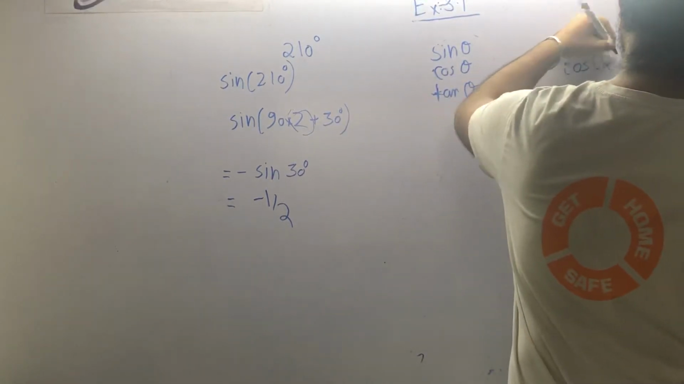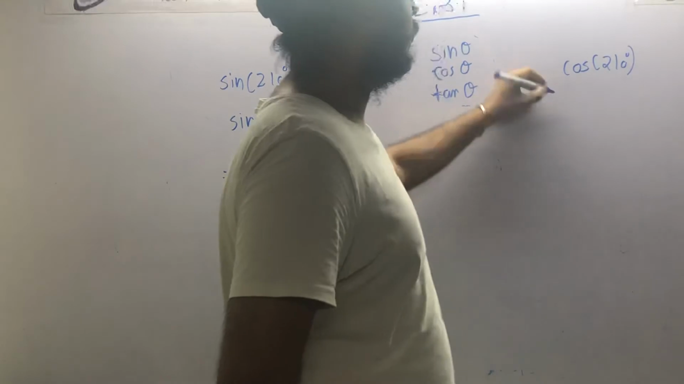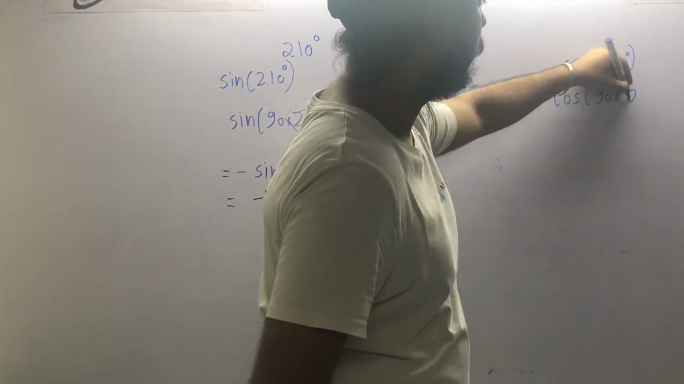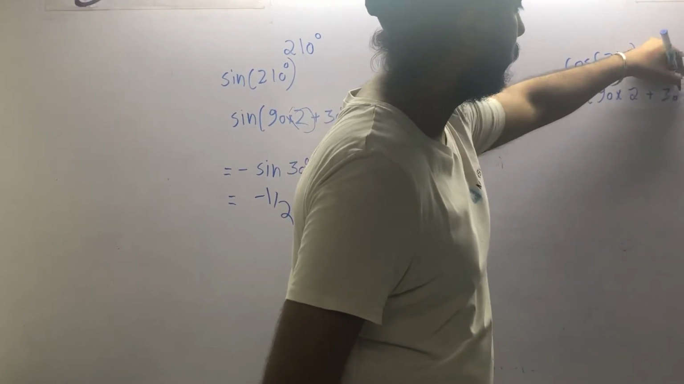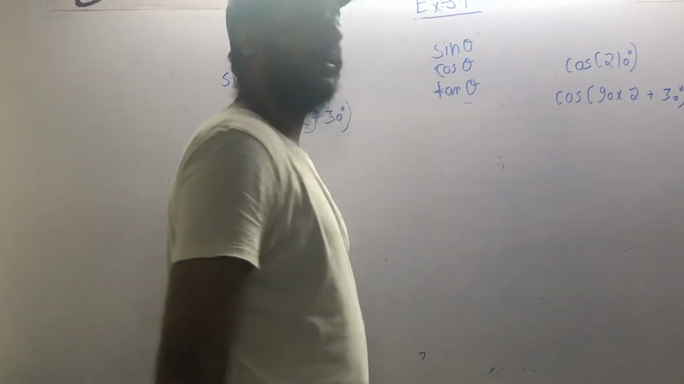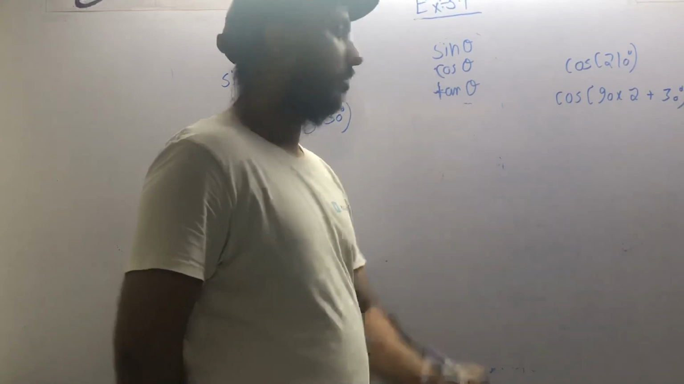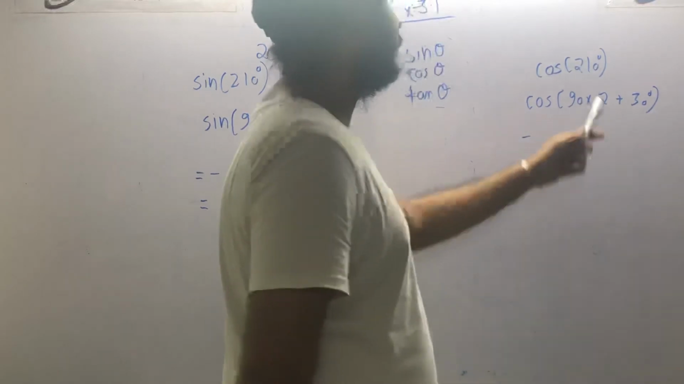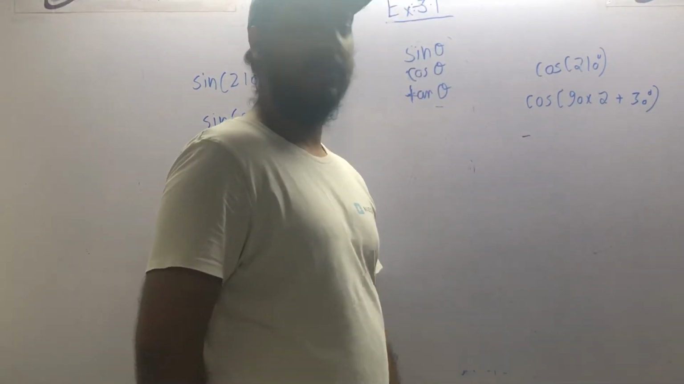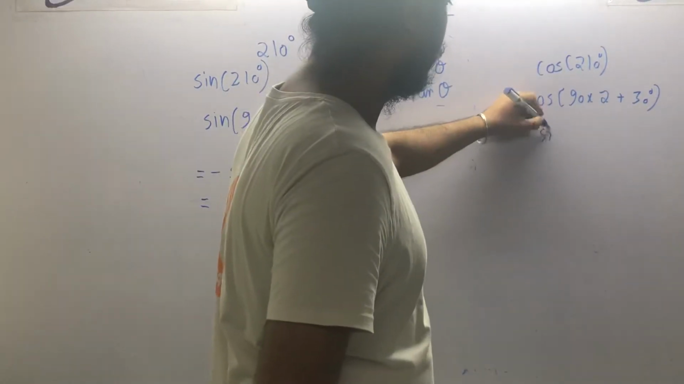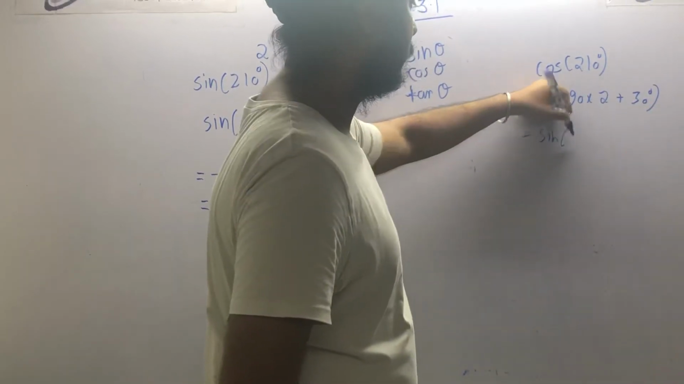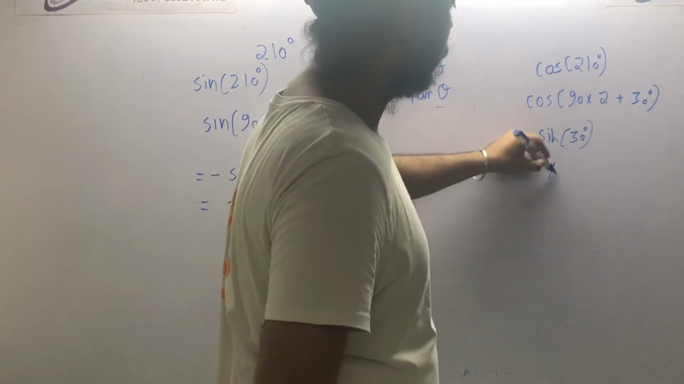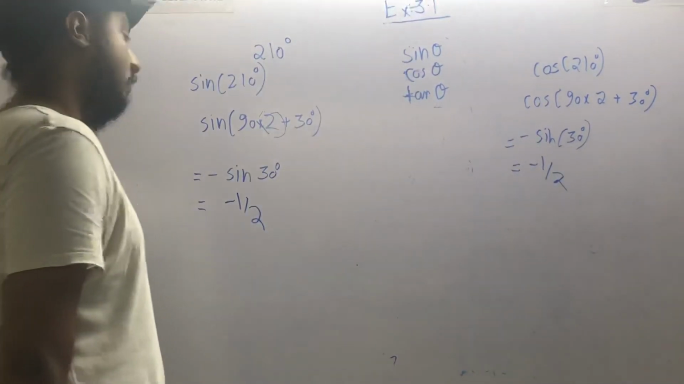Now the next one, cos 210. How can you write cos 210? Same, 90 into 2 plus 30 degrees. Which quadrant is this lying inside? It is lying in the third quadrant. In the third quadrant, is cos negative or positive? It is negative. What is the multiple here? Even. 2 is even, so you will get sine. The remaining thing is the angle, that is 30 degrees.